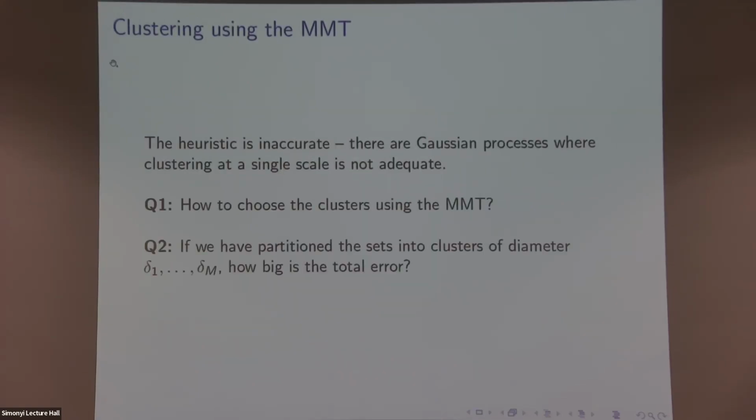Okay, so now we are left with 2 questions. How to choose the clusters using the majorizing measure theorem? And if you partition the sets into clusters of different diameters, delta 1, delta 2, delta m, what is the total error we will incur? Earlier I said if it's the same diameter delta, with m clusters the error is delta square root log m. Now what is it? So let me address question 2 first, and then I will get to question 1. But really, from this point onward, it's a matter of calculation. Not much needs to be done.